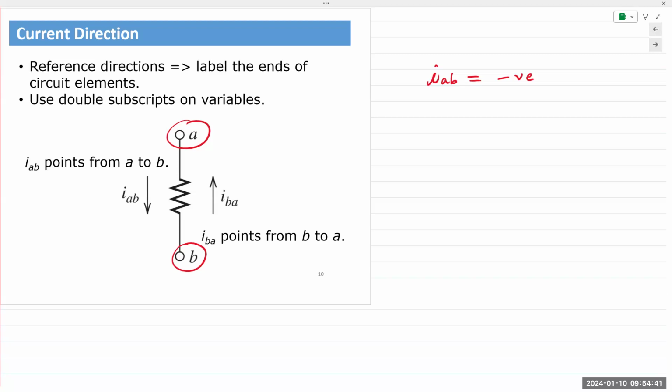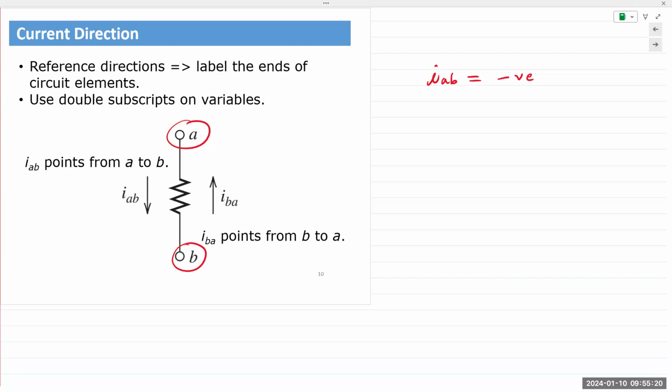If IAB turns out to have a negative value, what do you think it means? It's just going up instead of going down, or instead of going in the direction that we assumed at the beginning, it is simply going in the opposite direction. It does not mean that your answer is incorrect. Very important to note. If you note a single direction for the current at the beginning of your solution, and the answer turns out to be negative, all it is showing is that it is going in the opposite direction. That's all.